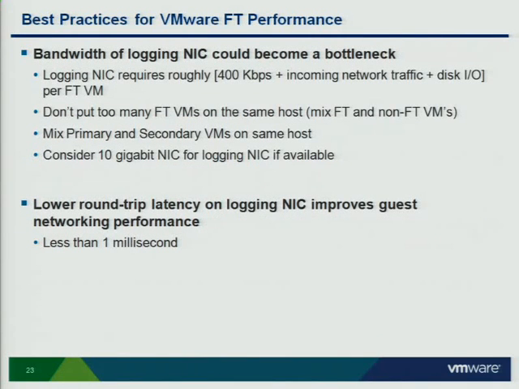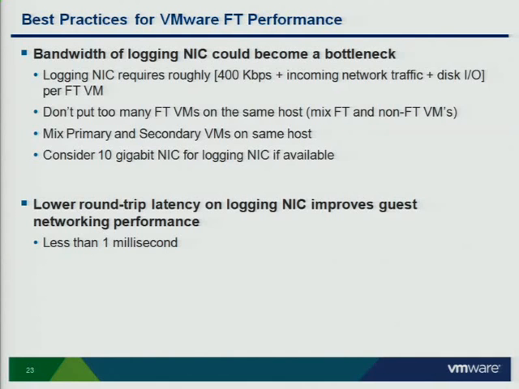All right, so some best practices. A lot of the best practices for running fault tolerance really surround the bandwidth or the FT logging network, because that is a pretty critical component of allowing FT to work, and it could be a bottleneck if you're not careful. So for the FT logging network, it roughly requires per FT VM pair, so primary and secondary, roughly 400 kilobits per second, plus any kind of incoming network traffic to the primary, as well as any kind of disk I/O that the primary is performing. All of that data is sent over the FT logging network to the secondary VM to be replayed.